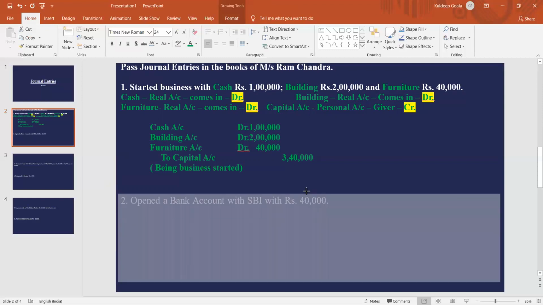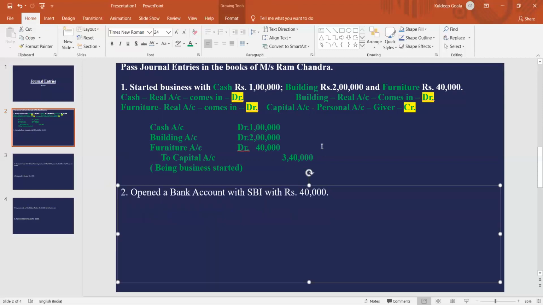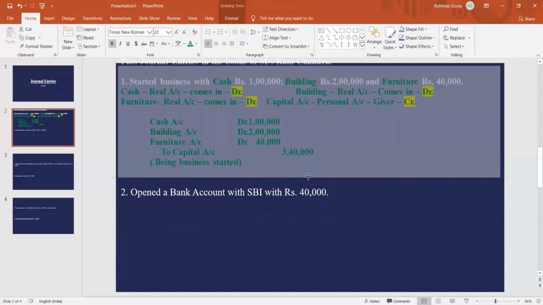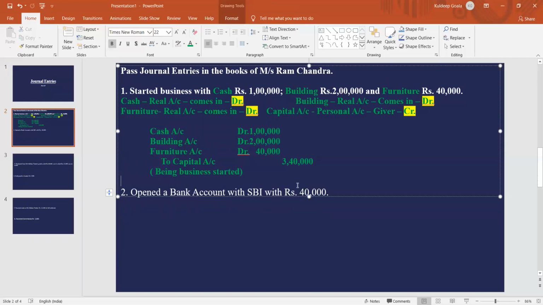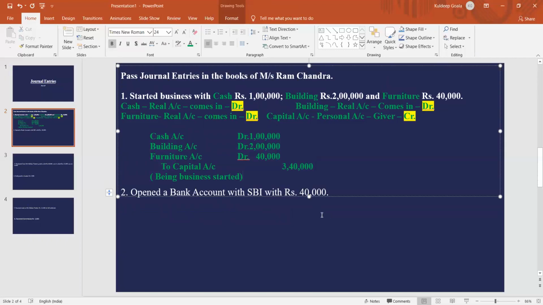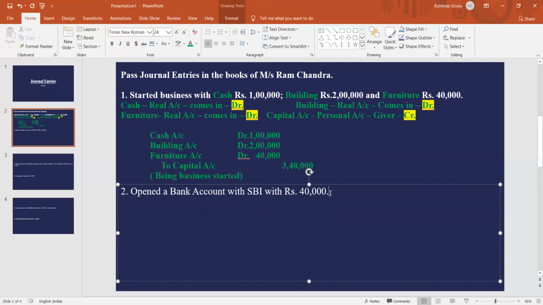Now let's go to another transaction. What is given here? In this particular transaction, it is told: opened a bank account with SBI, rupees 40,000. Okay, so we have understood the meaning. What is the meaning? That means Ramchandra has opened a bank account for the business itself. For the business, he has opened a bank account with SBI. And what is the amount? 40,000, right?